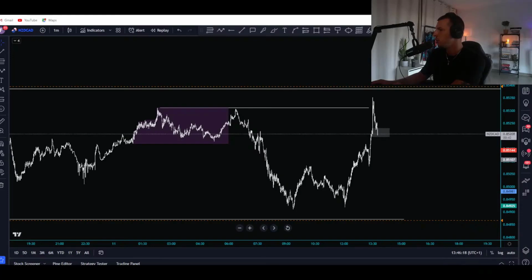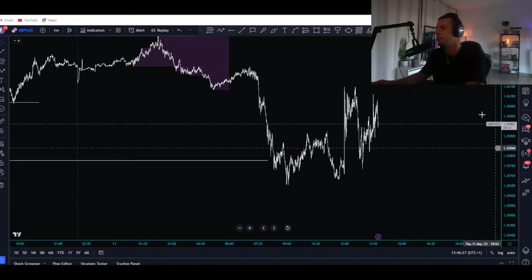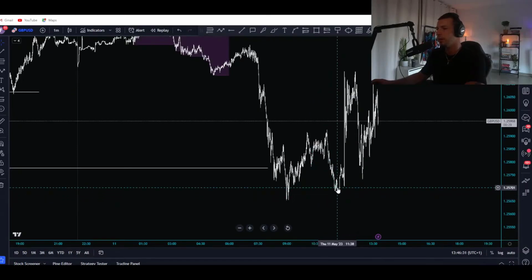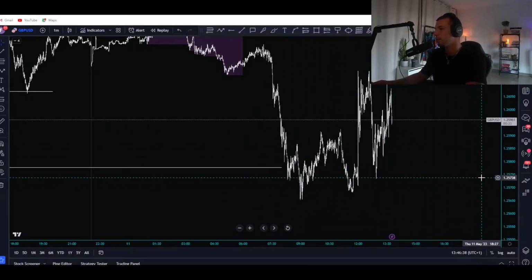I took longs on GBPUSD. Okay, let me see. We're at 11:30. 11:30 right here. I mean, great. If you enter right here, good. It's just not a pattern that was valid to me, but great.